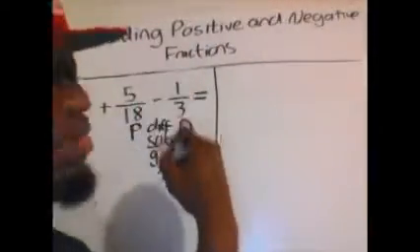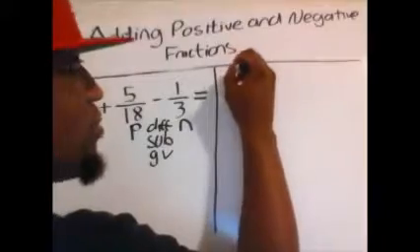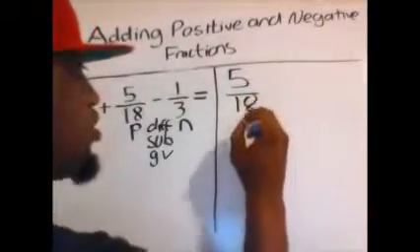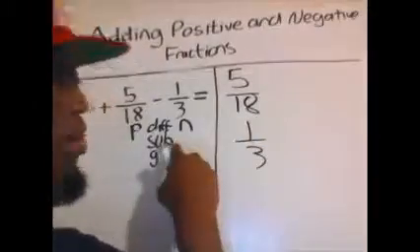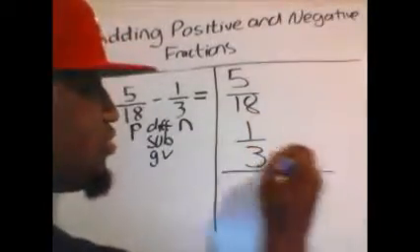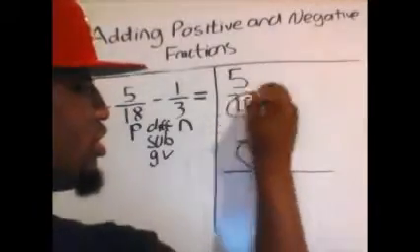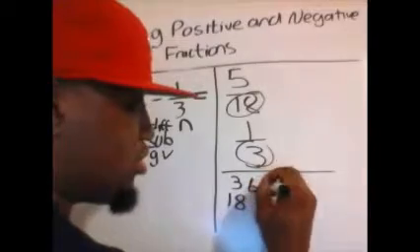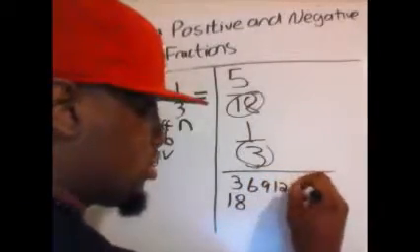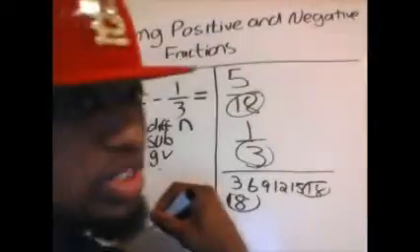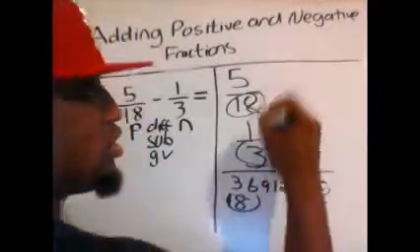I like to write my fractions vertically whenever I'm adding or subtracting. So 5/18 there, 1/3 there. Remember, you are subtracting. So you have to first find the different denominators. You need to find your least common denominator, and you'll notice that that's 18. So you want to set everything up to 18.